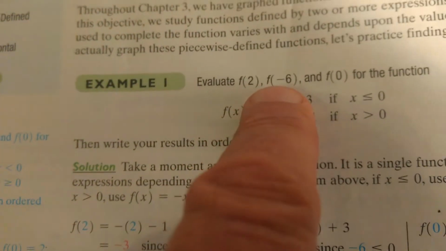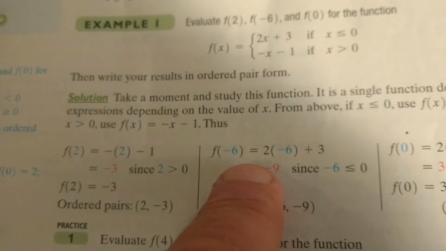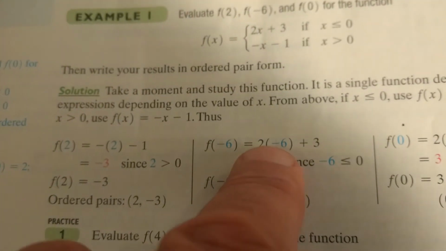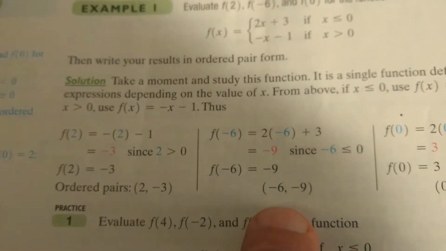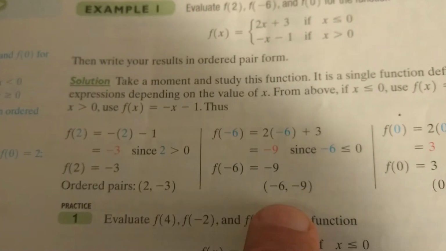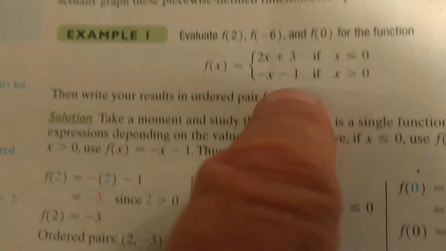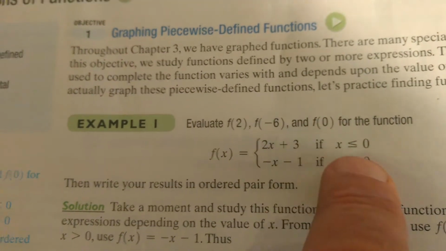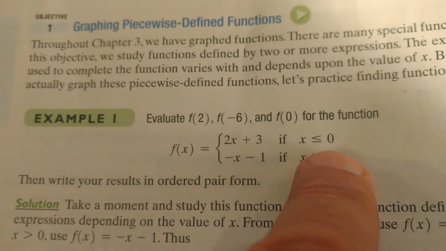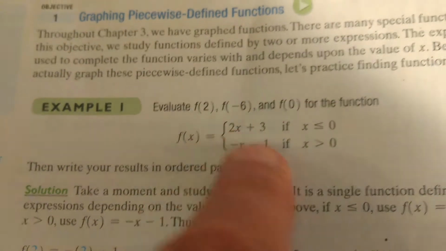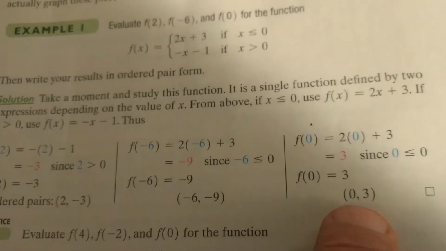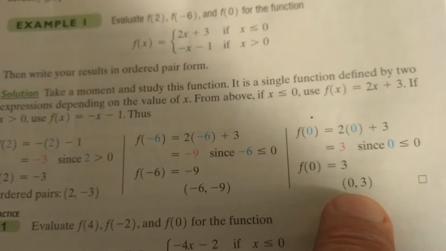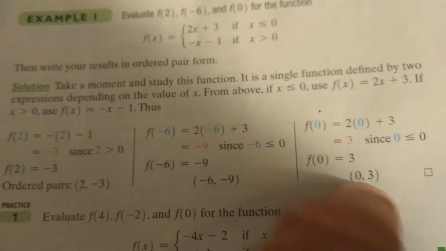We're looking for f of negative 6. We put negative 6 in for x. We get negative 12 plus 3, which gives us negative 9, with the ordered pair negative 6, negative 9. We're looking for f of 0. Remember, the 2x plus 3 is where we equal 0, so we plug it into this equation, and we get 3. Remember also that when 0 is in the x position, it's a y-intercept.